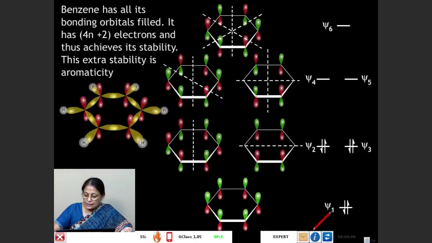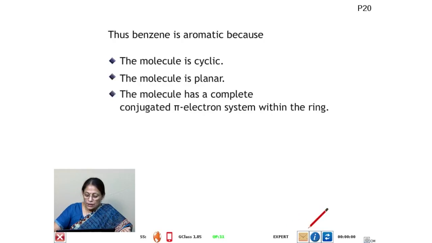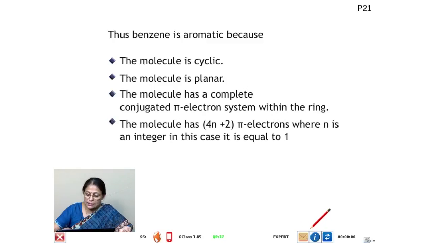So, to summarize this, benzene is aromatic because the benzene molecule is cyclic, the molecule is planar, and the molecule has complete conjugation of pi electrons within the ring. In addition to that, it has 4n plus 2 pi electrons, where n is equal to 1 in this case. Hope you enjoyed understanding the structure of benzene and aromaticity, that is the special stability of benzene.